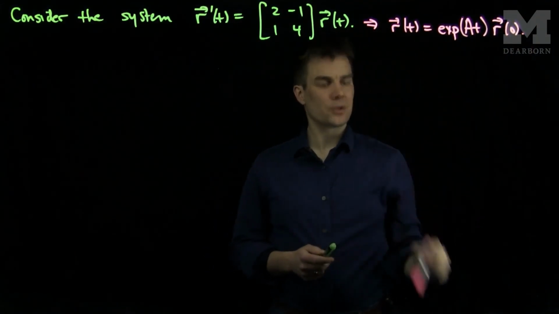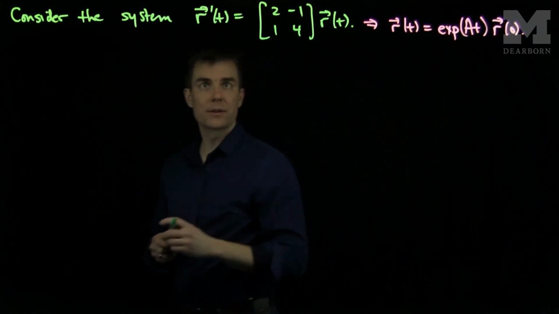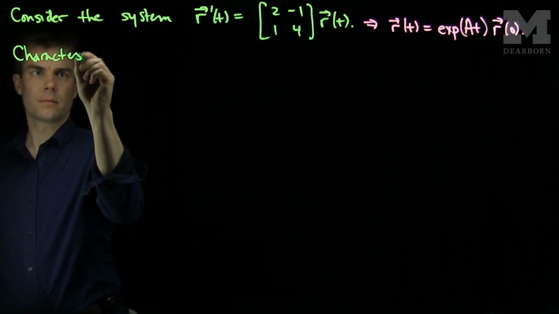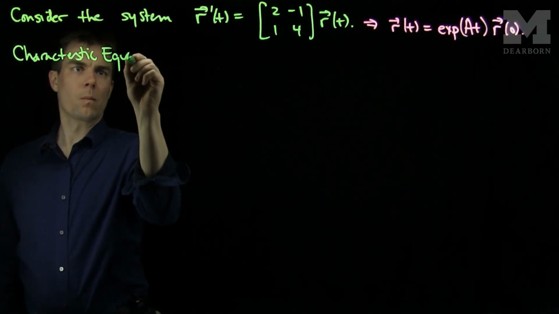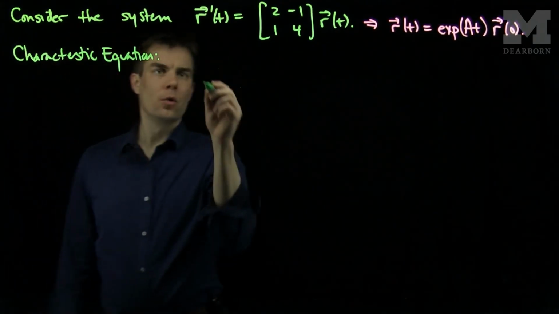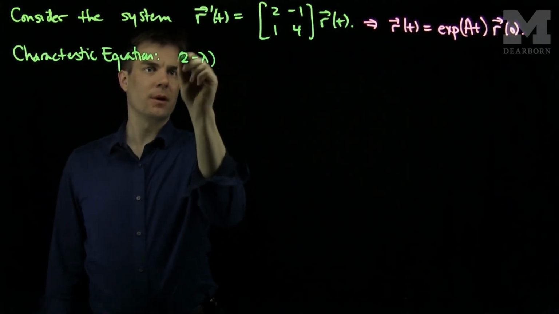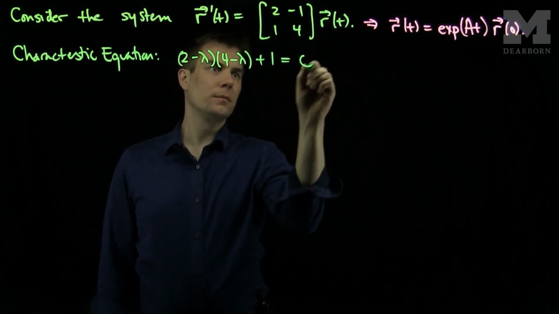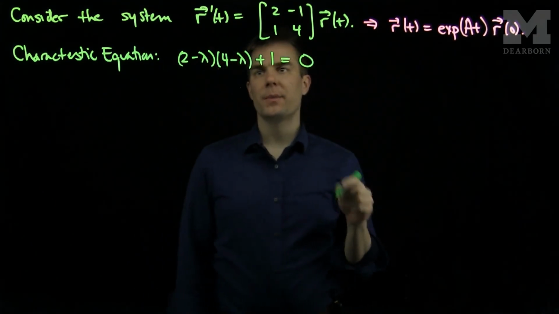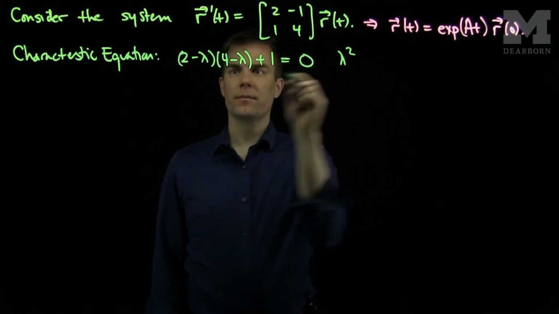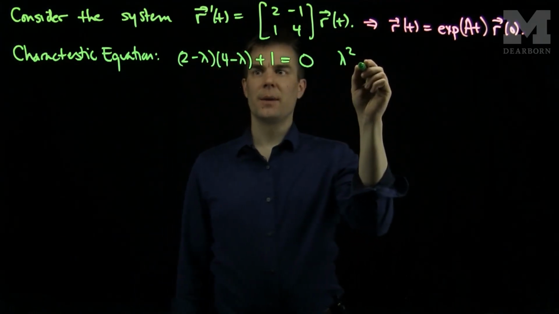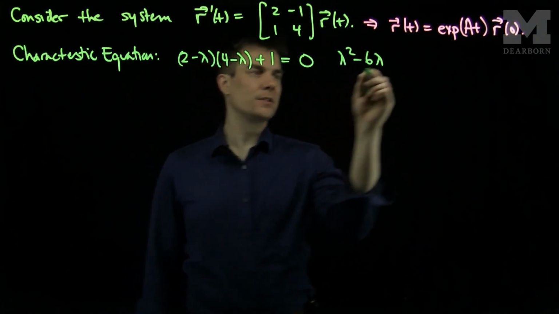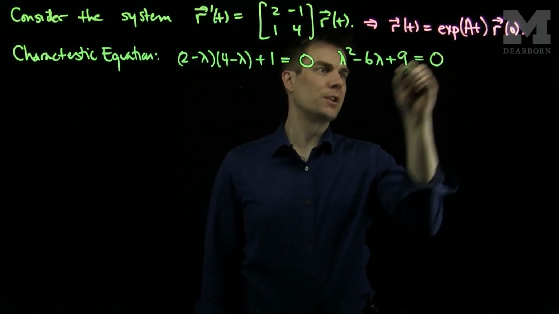In order to find the exponential of At, we need to find the eigenvalues and eigenvectors of this matrix. So we'll consider the characteristic equation, which will be (2 minus lambda)(4 minus lambda) plus 1 equals 0. If we expand this out, we will have lambda squared, then a -6 lambda, and then a +8 and a +1. That'll be a +9, and we'll set this equal to 0.